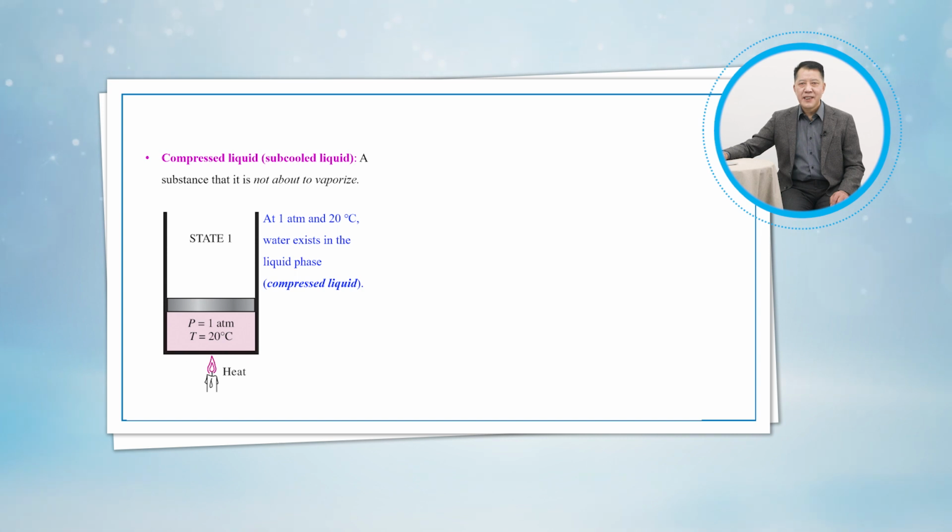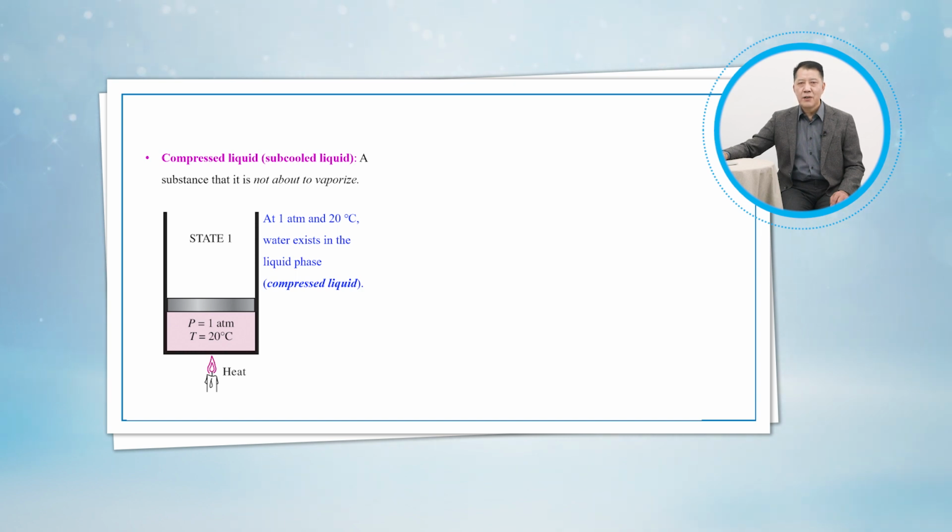Consider a piston cylinder device containing liquid water at 20 degrees centigrade and 180 atm pressure. Under these conditions, water exists in the liquid phase, and it is called a compressed liquid or a subcooled liquid, meaning that it is not about to vaporize.